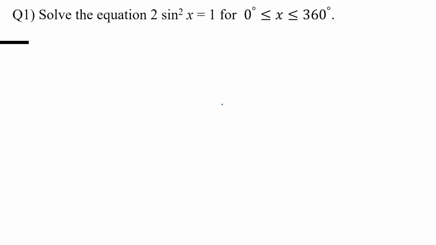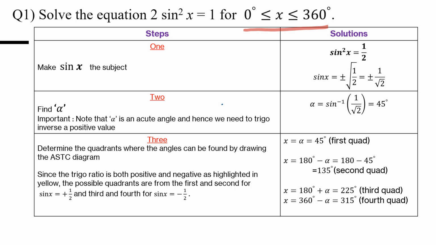You're asked to solve the equation 2 sine square x equals to 1, and the range given to you will be between 0 degrees, inclusive of 0, and 360 degrees. Alright, so I have written down all the steps and the solutions that we need to do. So let's look at the steps.